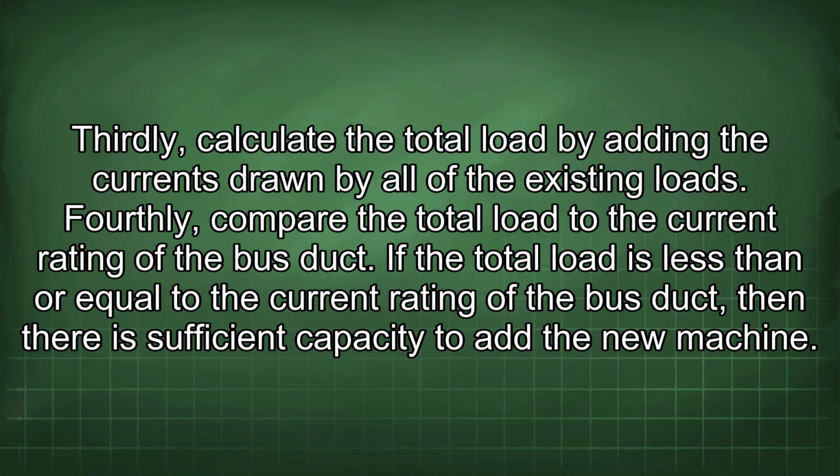Thirdly, calculate the total load by adding the currents drawn by all of the existing loads. Fourthly, compare the total load to the current rating of the bus duct. If the total load is less than or equal to the current rating of the bus duct, then there is sufficient capacity to add the new machine.